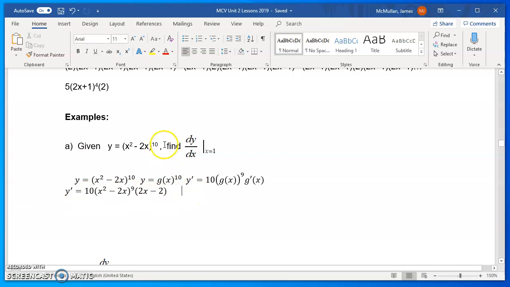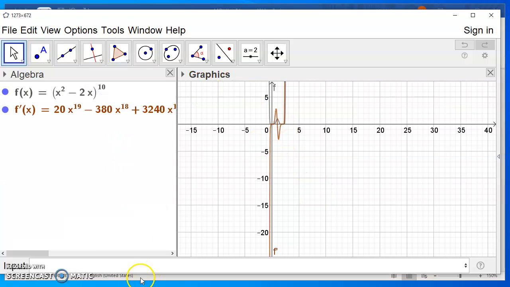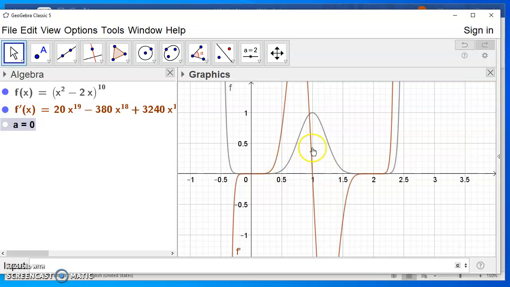Leave it unsimplified. Now, remember what this Leibniz notation means. It means find the derivative of y when x is equal to 1. So then what I'm going to do is y prime at x equals 1, and we get 10 times 1 minus 2 to the power of 9 times 2 minus 2. And of course I can look at that and realize that this has a derivative of y prime equals 0 when x equals 1. Can double check that here, and f prime of 1 should give me 0. On the graph, I should actually see a turning point at 1.